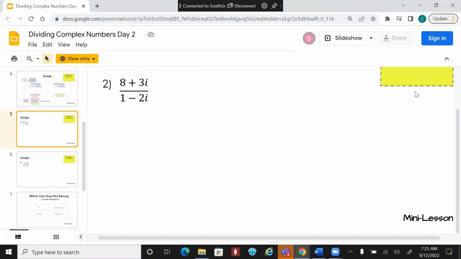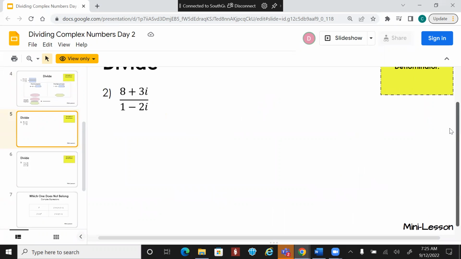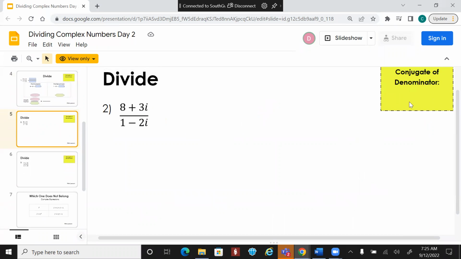Okay. I want you to go ahead and identify the conjugate and then go ahead and multiply. Okay, so take a moment, identify what the conjugate is, and then go ahead and multiply that out. Well, first, what's the conjugate of the denominator? Let's talk about that one real quick. Change the sign of the imaginary in the bottom. 1 plus 2i. Okay, now go ahead and take a moment and multiply that in the top and multiply it in the bottom.